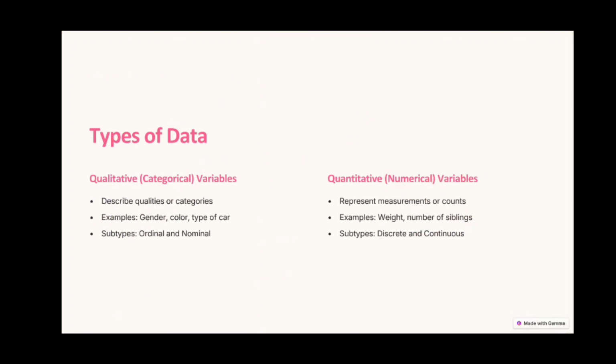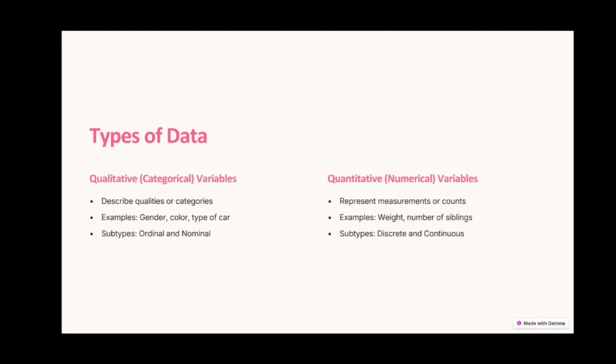And then under the subtype, we have the ordinal and the nominal. The ordinal variables are variables that are in order. For example, when we talk about the grade in class, we have A, B, C, D, E. So those are qualitative. And the easiest way for you to identify the difference between the two is that when we talk about qualitative, it does not involve numerical value. So they are always categorical.